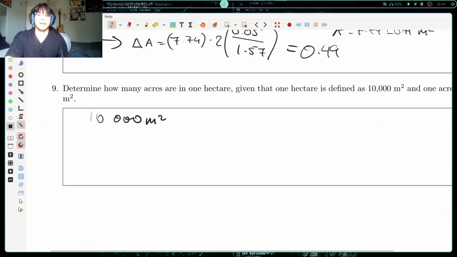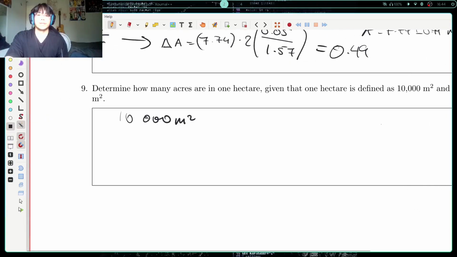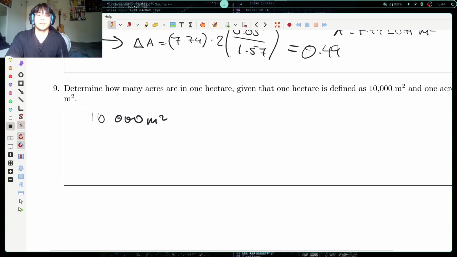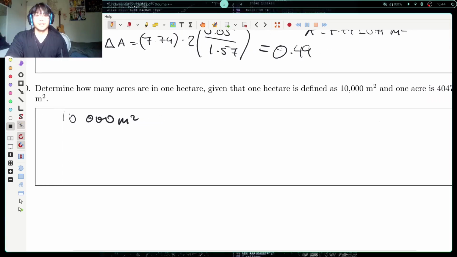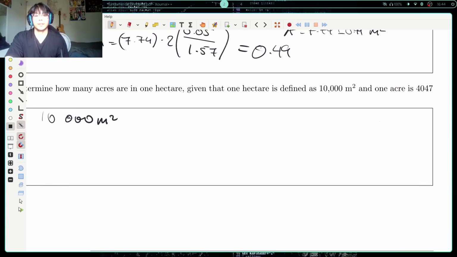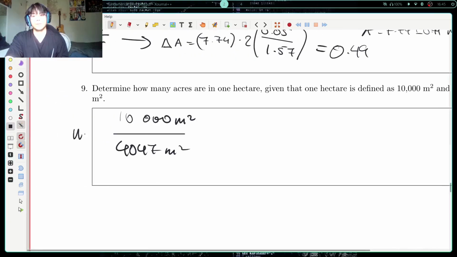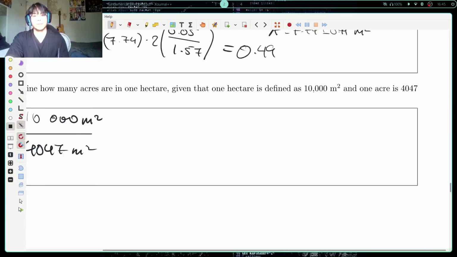And 1 acre is 4,047 meters squared. So how many acres are in 1 hectare? You would just divide this by 4,047 meters squared, and this will give our number. So how many acres are in 1 hectare?